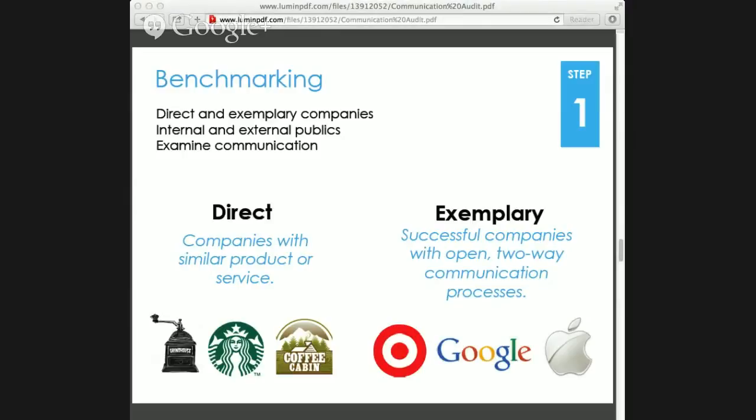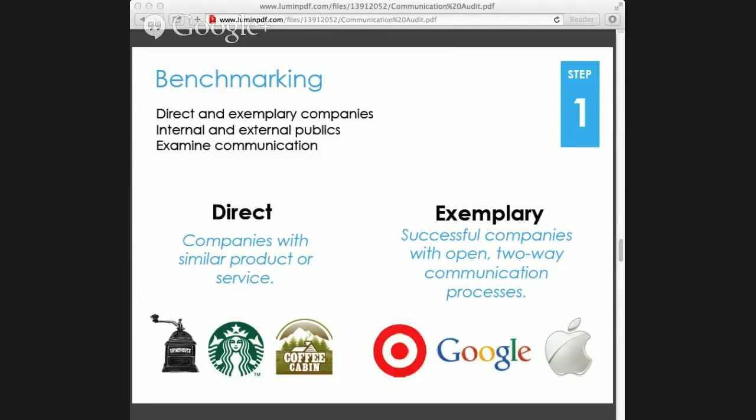Now, when it comes to benchmarking, you need to first identify what you want to find out during the audit. Perhaps you want to examine the social media and whether or not it's effective. What about employee relations? Is there an open door policy at the company? And do employees feel that they can use this? What about direct mailing or employee newsletters, even email listings?